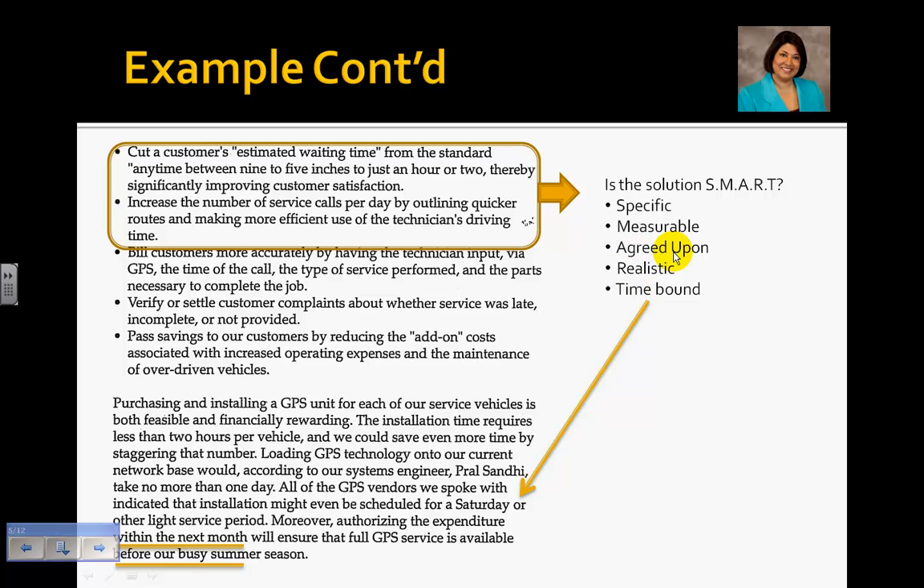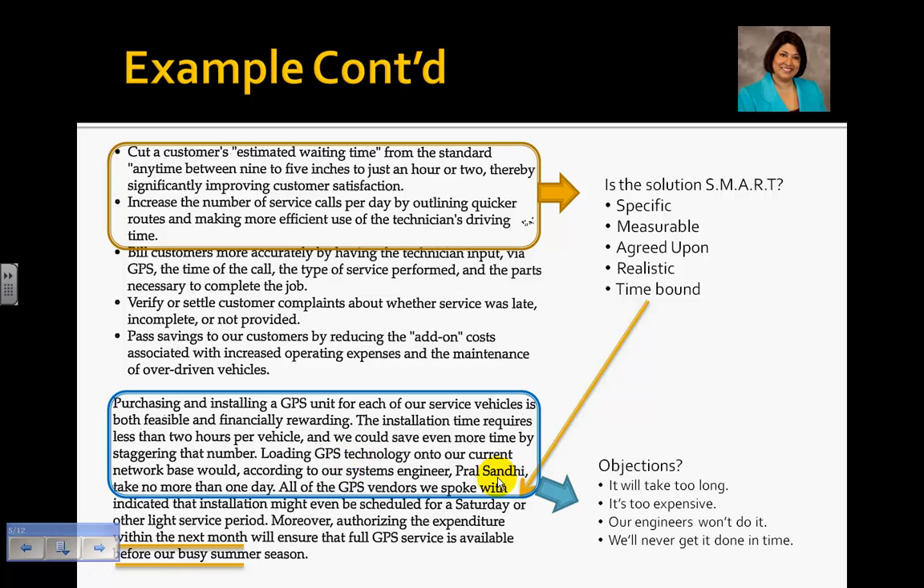In terms of agreed upon and time-bound and realistic, all are encompassed here in this paragraph, as well as some of the other points. But you'll notice a couple of things. First, agreed upon. There is a systems engineer here, and he has already kind of bought into this solution. It is realistic and it is time-bound. As you'll notice, the time is within the next month before our busy summer season, which also shows leadership from the author because they're aware of how the organization does business.